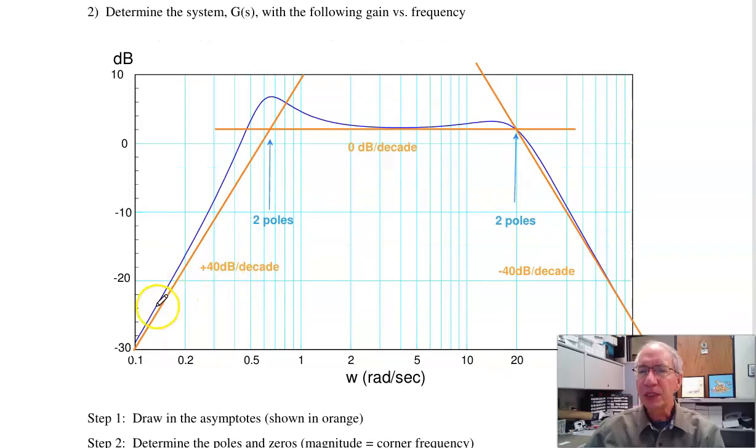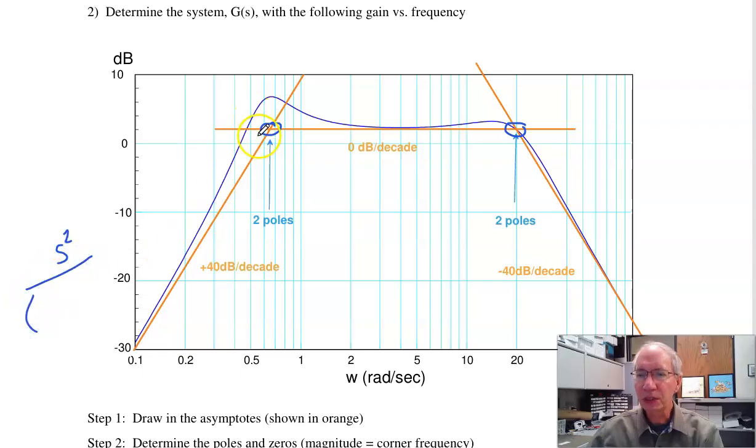Problem 2 is repeat. Here's a curve, the blue line. Find the transfer function. To do that, again, I draw the straight line asymptotes. Here's one at 0, this one's at plus 40, minus 40. Where they intersect, the corner is your pole location. So here I start out at plus 40 dB per decade, so I've got two zeros to the left of 0.1, probably at 0. So that's s squared.